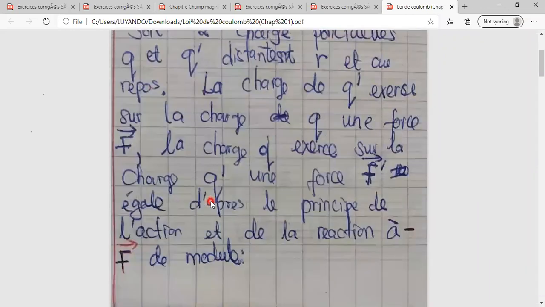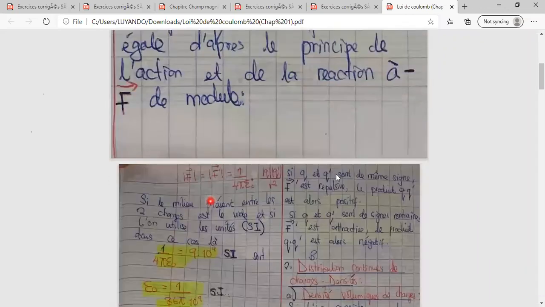Sorry, forgive that. So we have Q et Q prime sont des mêmes signes, F prime est répulsive, le produit Q Q prime est positif. I think someone is asking me if the force is positive or negative. It depends on the product of Q and Q prime. If this is positive, usually the force is supposed to be positive. And if Q and Q prime sont des signes contraires, F prime est attractive, le produit Q Q prime est négatif.